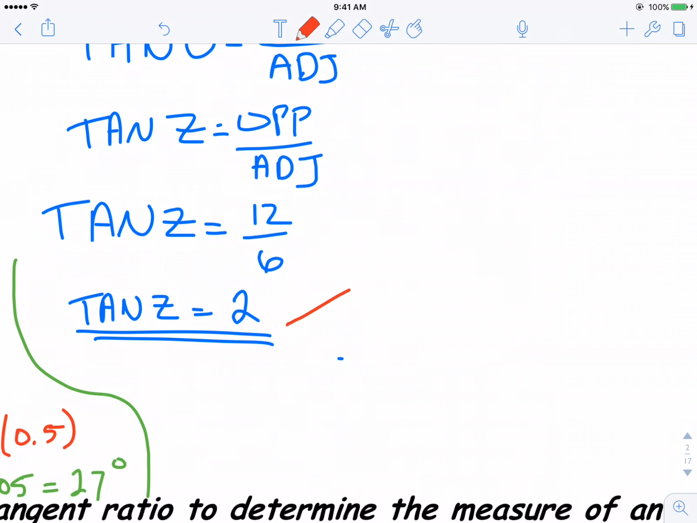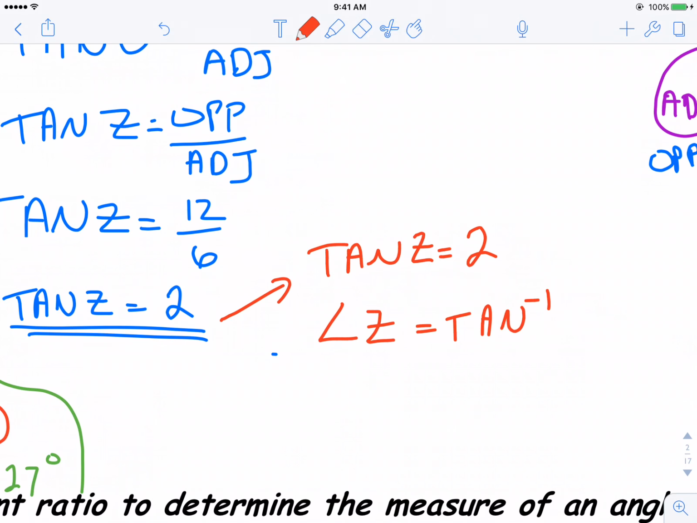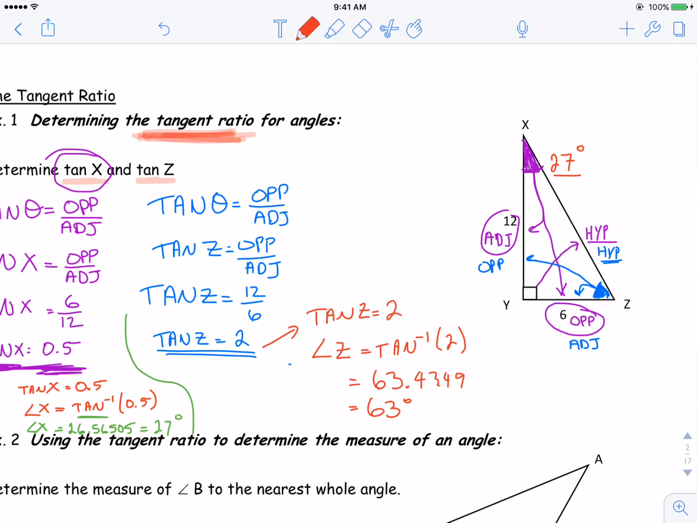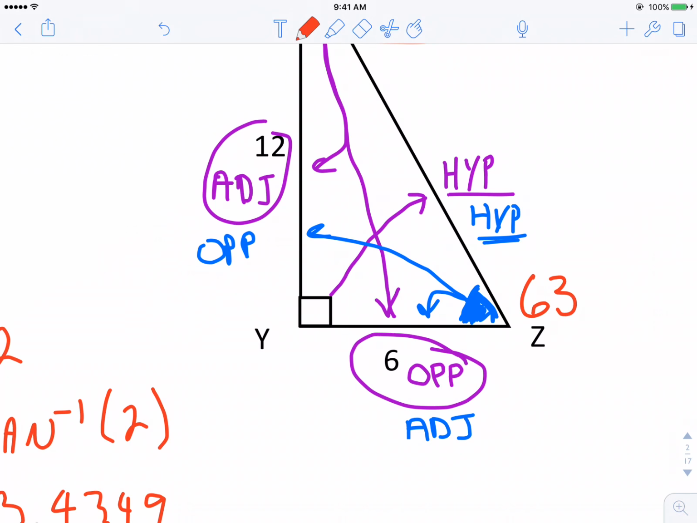If I quickly do this for tangent z, tangent z is equal to 2, then that means angle z has to be the inverse function of tangent of 2. I put that in my calculator, 2, second function tangent, and I get 63.4349, or 63 degrees. So that tells me this angle measurement is 63 degrees.